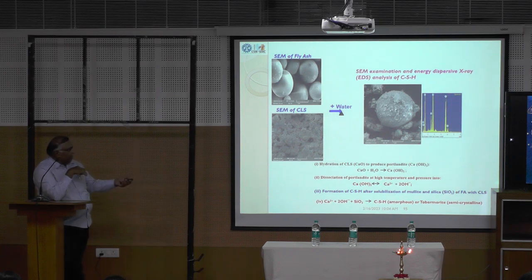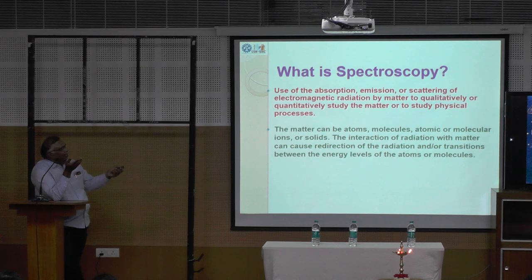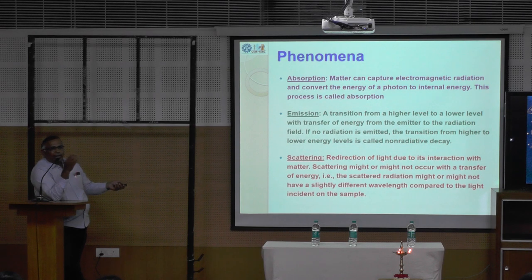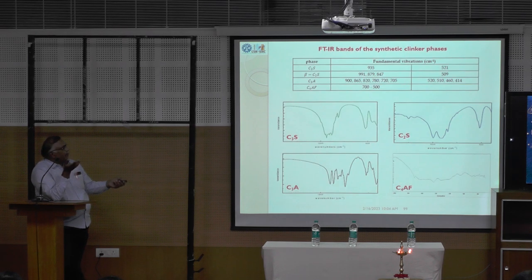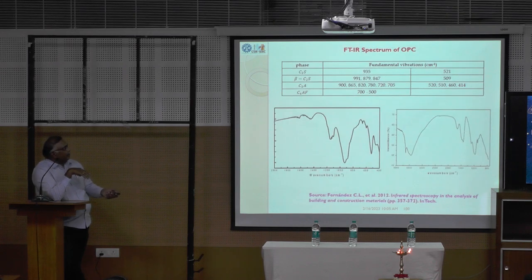This has been published in a journal; I didn't put the reference. The reaction kinetics are happening like this. This is also another way of producing CSH. Okay? This is another tool. One can identify the parent material, whatever you are giving, that can be taken up. See, this is the spectrum of C3S, C2S, C3A and C4AF. They are giving the vibrational spectroscopy.